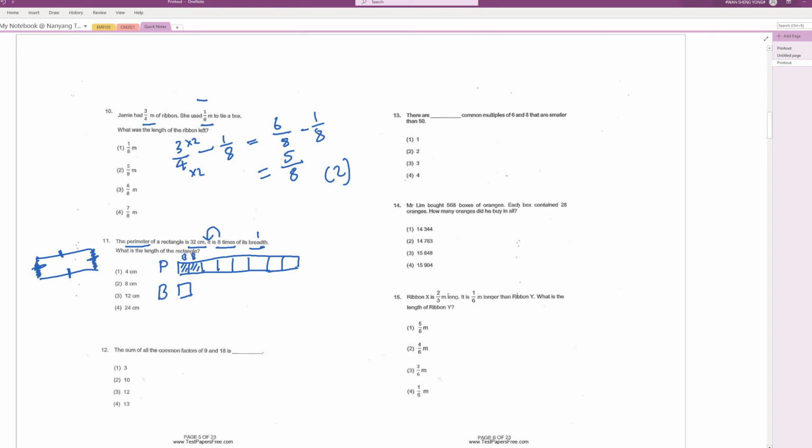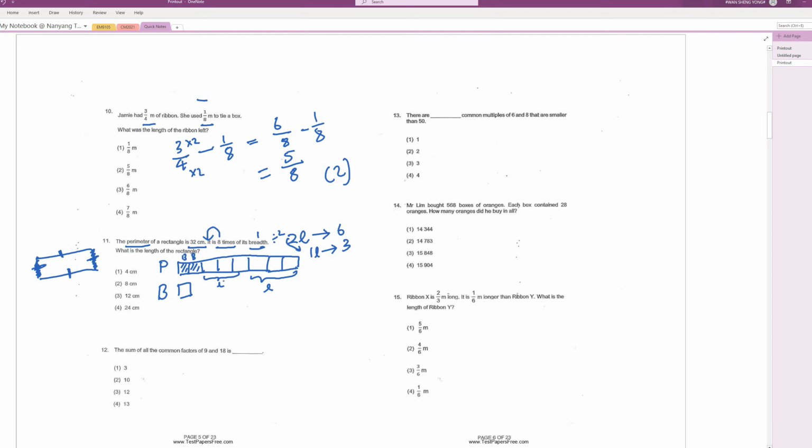Alright, so the remaining is equal to 2 lengths. We have 1 unit, 2, 3, 4, 5, 6. So 2 lengths is represented by 6 units. How about 1 length? In order to get 1, we must divide by 2. When we divide by 2 on the left hand side, we should also divide by 2 on the right hand side. So 6 divided by 2 is equal to 3. This means that 3 units is 1 length, and the other 3 units is another length.